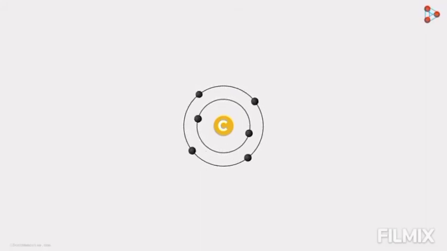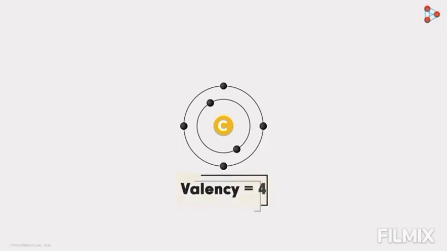Carbon's electronic configuration is 2, 4, since its atomic number is 6. The outermost shell contains 4 electrons. So the valency of the carbon atom is 4. What is the valency of the carbon atom? The valency of the carbon atom is 4.